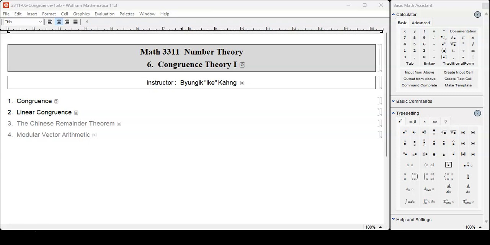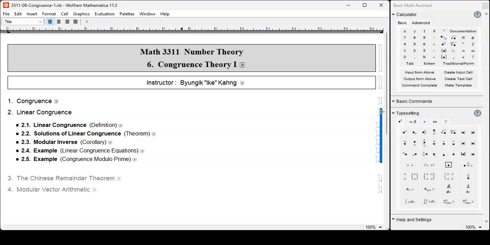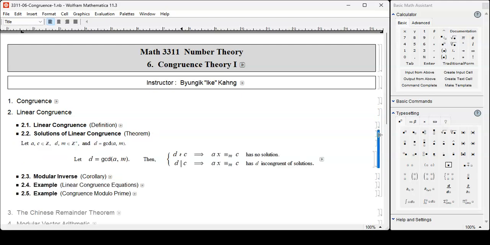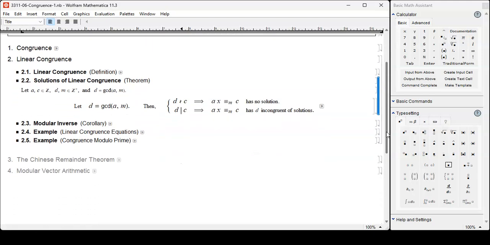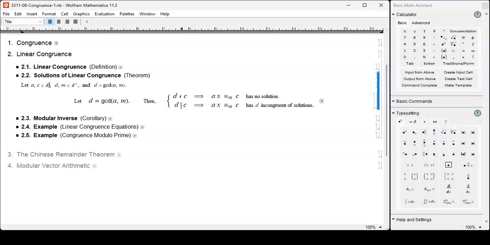Hello students, welcome back. We just completed the main theorem of linear congruence. It's important, so let's review it again briefly. A and C are integers, and D and M are positive integers. While A, C, and M are arbitrary, D is determined as the GCD of A and M. Then we get this conclusion.